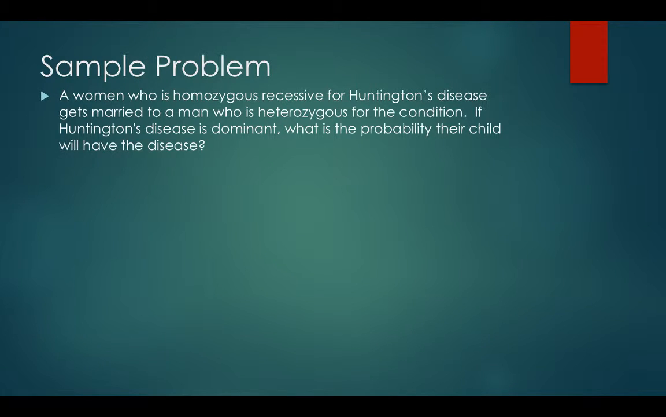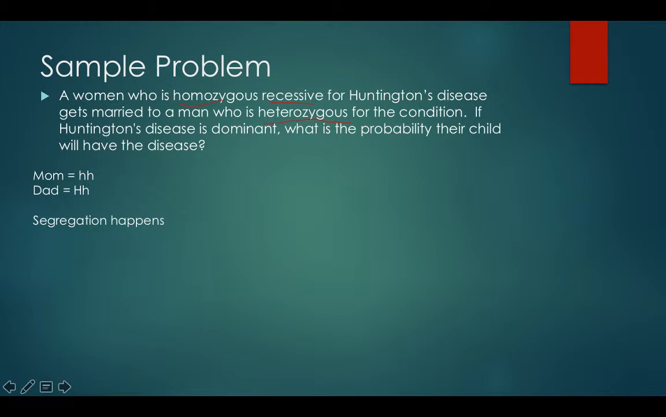So here's a quick sample problem for you guys. A woman who is homozygous recessive for Huntington's disease is married to a man who is heterozygous for the condition. If Huntington's disease is dominant, what is the probability their child will have the disease? Well, the first thing you want to do is find out what the alleles are going to be. The alleles here are going to be little h for the mom because she has already been said to be homozygous recessive. So we know that she has little h. Now, the dad is said to be heterozygous, so you know he has to be big H, little h.